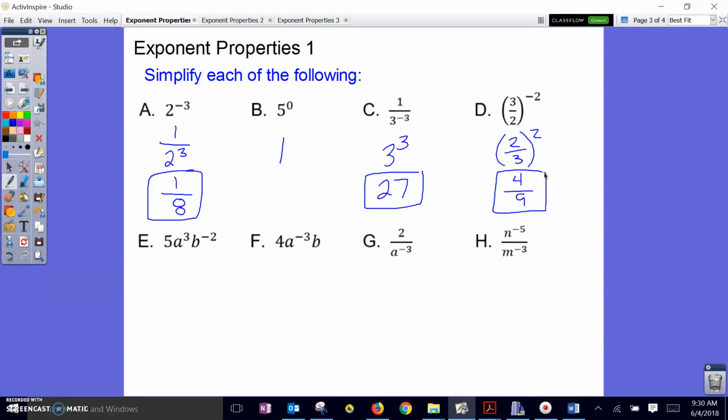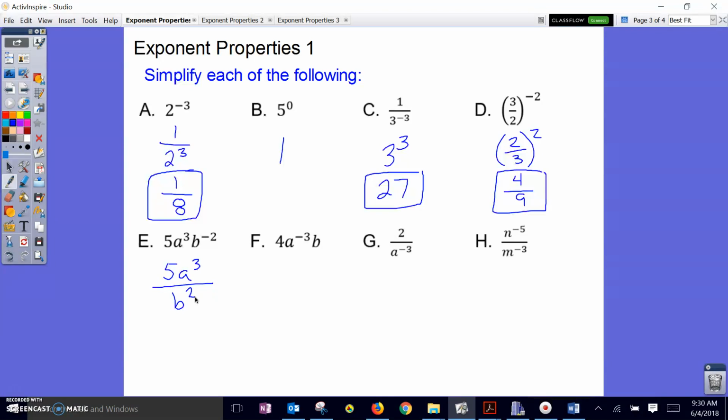All right, now we get into some variable expressions. In part E, we've got 5a to the 3rd b to the negative 2. The only way we can simplify that, we can take the b that's raised to the negative power and drop it into our denominator and make the power positive. Notice we only move the part that contains the negative exponent. We don't move everything into the denominator just because there's a negative exponent somewhere in there.